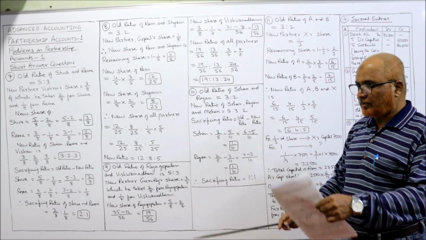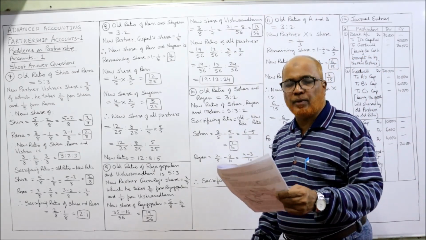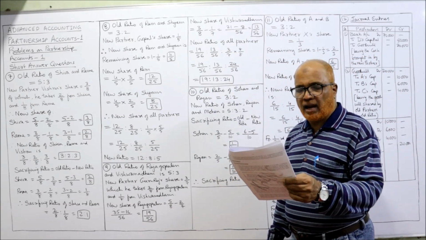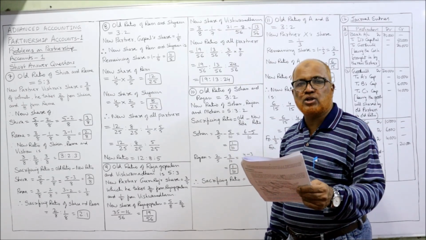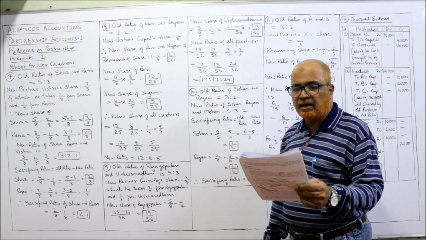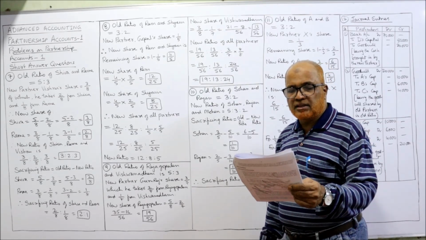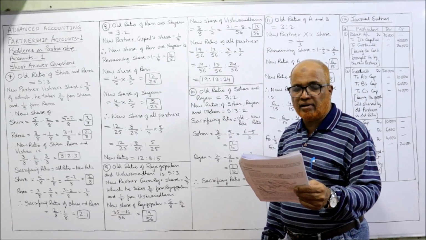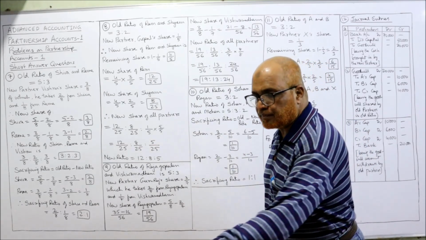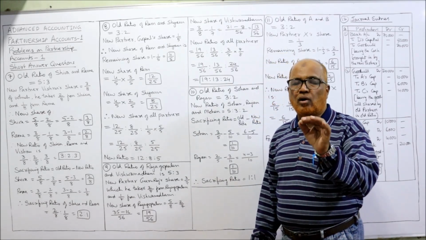That's it. Now next, 10th problem. Sohan and Rajan share profits in the ratio of 3 is to 2. This is the old ratio of the old partners. They admit Mohan as a partner. Their new profit sharing ratio is 5 is to 3 is to 2. Calculate the sacrificing ratio. In this problem, it is all already given.